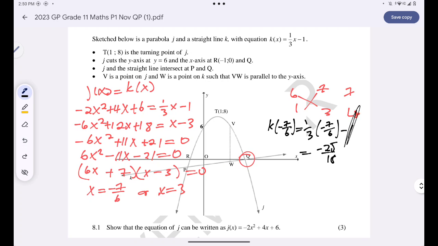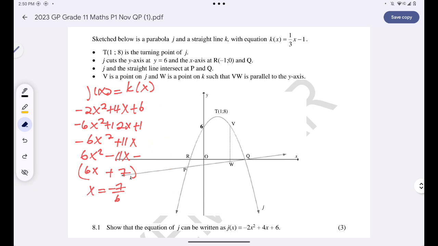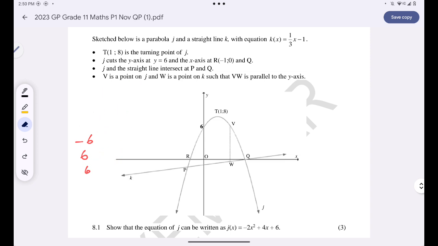VW, remember that VW is a vertical line, right? Why am I saying it's a vertical line? Because line VW is parallel to the y-axis. So if the y-axis is a vertical line, that means VW is also a vertical line. Okay, how do I find the length of a vertical line between two graphs?